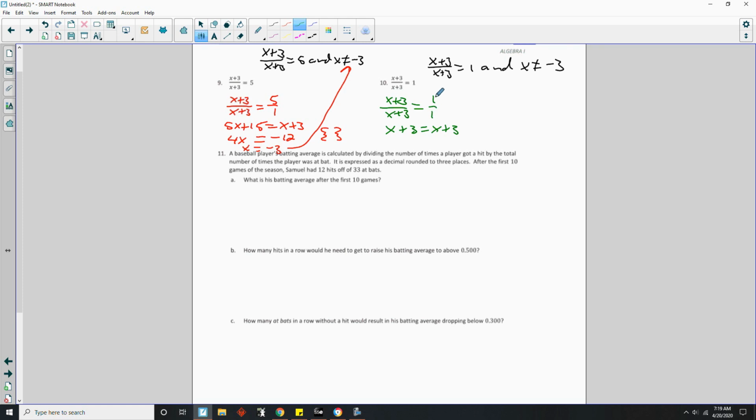x plus 3 times 1. 1 times x plus 3. Subtract x from both sides, and I get 3 equals 3. The solution set is the set of all real numbers except x equals -3. Don't forget that right there. So all real numbers. So on the number line, it would be everything except an open circle at -3.